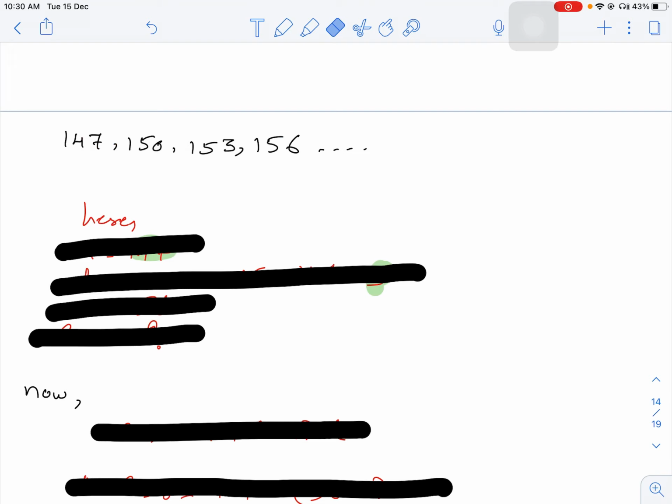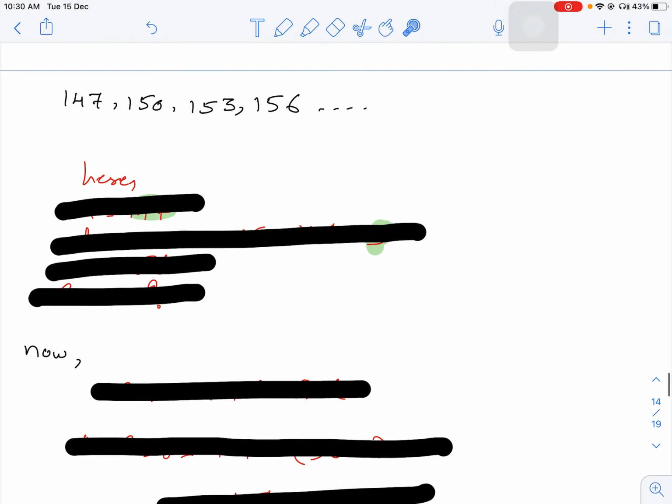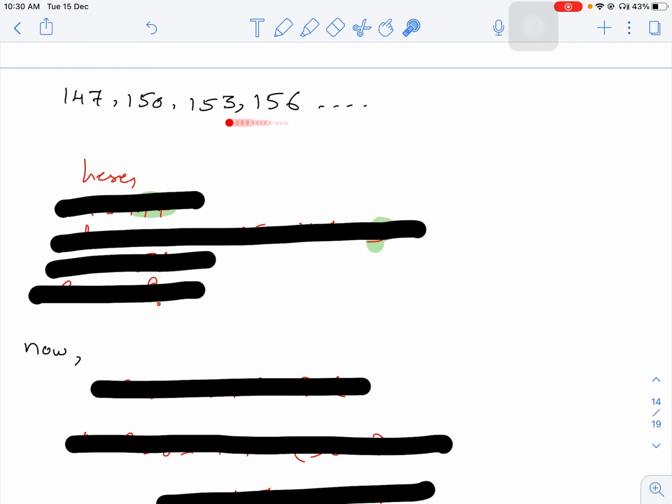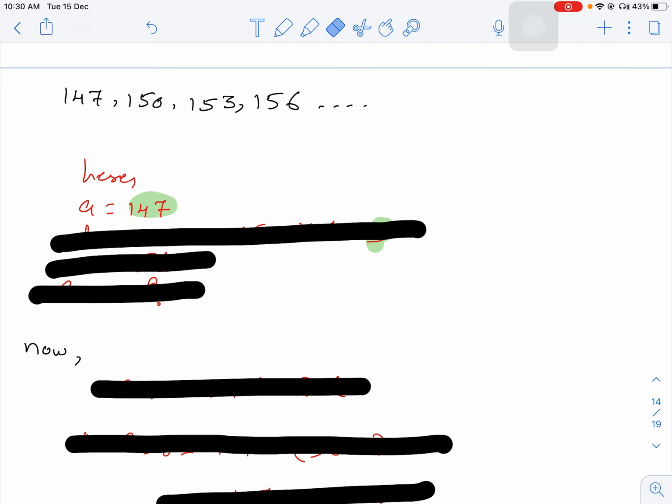So now we will consider the same list, 147, 150, 153 and 156. Remember that we can use this formula only if the given list of numbers forms an AP. So we will consider that this is already an AP. Now you can find any term. Suppose you want to find the 56th term. Let us write the question first.